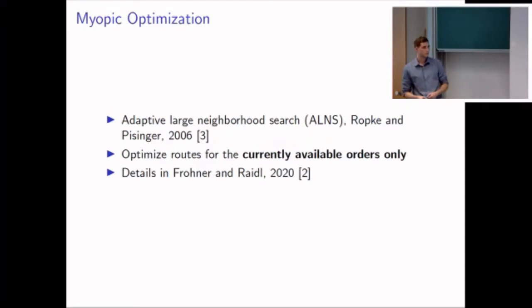Given these objectives and the problem statement, my colleagues decided to use adaptive large neighborhood search, which is a common metaheuristic and has been applied to the stochastic and dynamic vehicle routing problem in previous papers. The first variant of this adaptive large neighborhood search only considered currently available orders in the routing, which is why we declare it myopic. And it also didn't look into the future and try to adapt the routes for future orders.